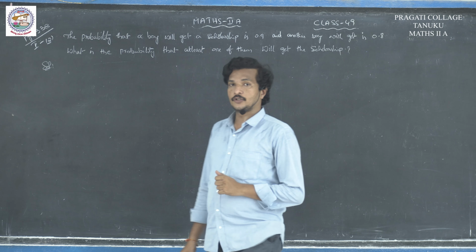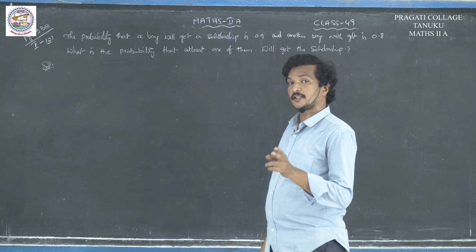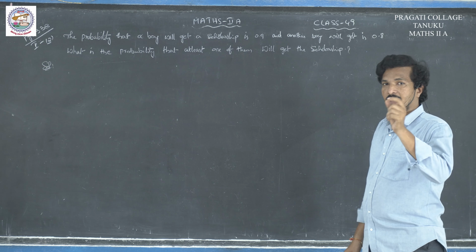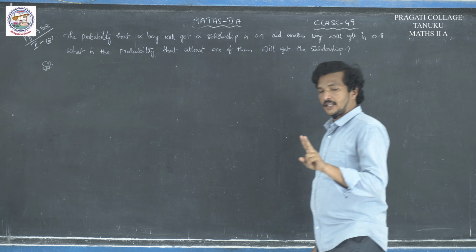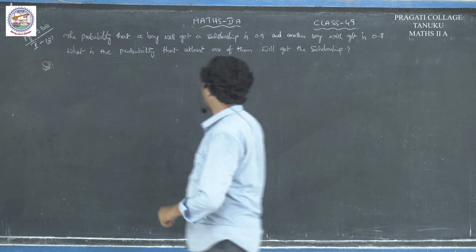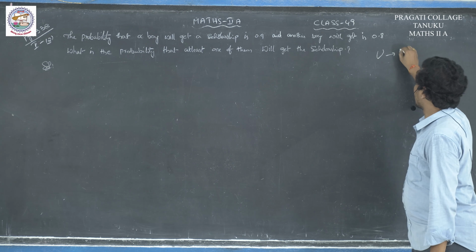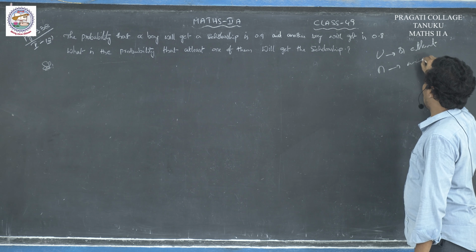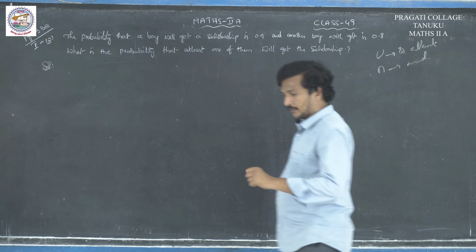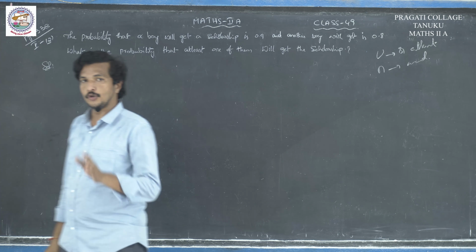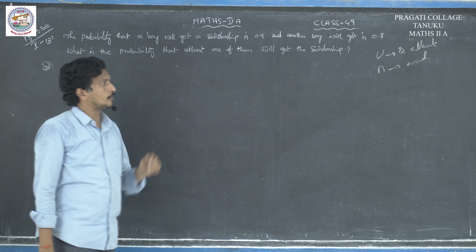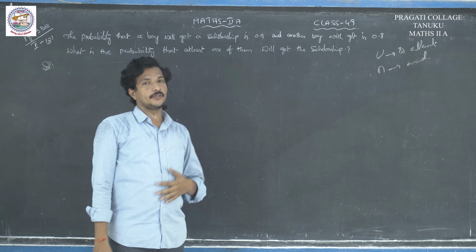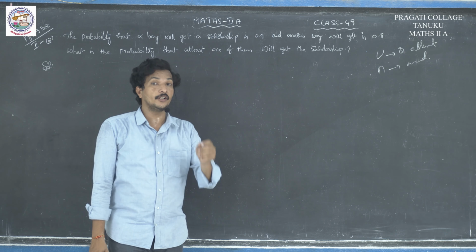And P of A union B, the formula is P of A plus P of B minus P of A intersection B. In the problem, when we see the symbol union, it means either or at least. The intersection symbol means and. P of A intersection B means both A and B. P of A union B means either A or B, or at least one of the events. It is denoted by P of A union B or P of E1 union E2.